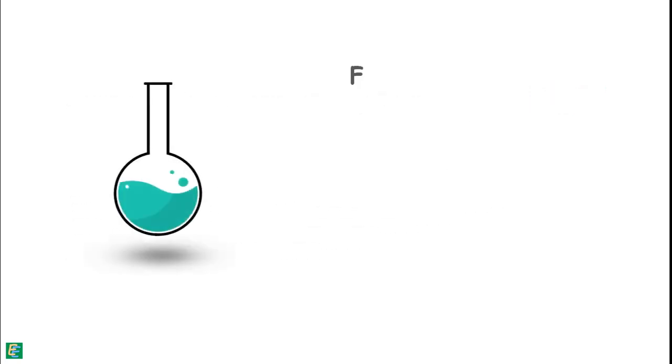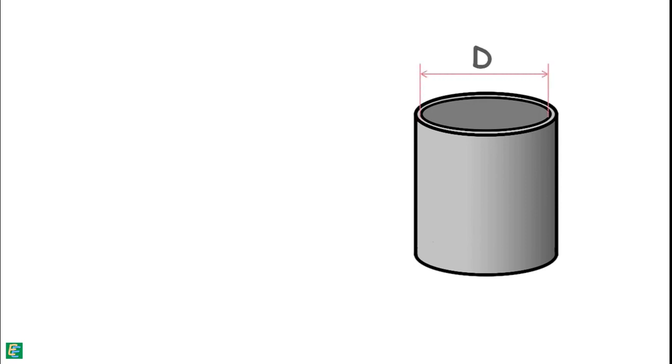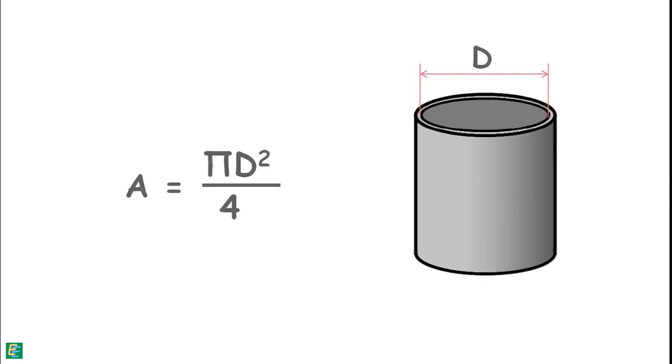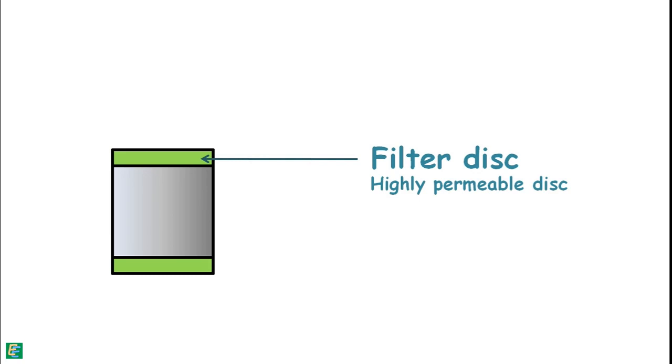We perform this test for fine grained soils where the quantity of discharge of liquid through them is very small. For this test, we use an instrument which consists of a cylindrical mold. We measure its internal diameter and determine its internal area, which we say is capital A. This mold is attached with two filter discs at the top and the bottom. These discs are porous and highly permeable.